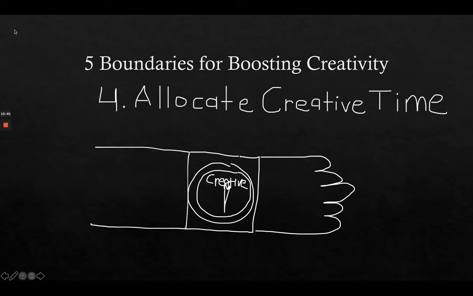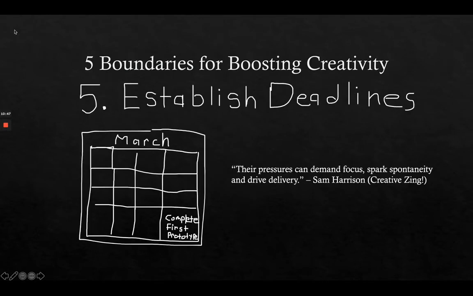Number 4. Allocate creative time. Have specific times or a schedule for creative thinking and doing. Number 5. Establish deadlines. When you aren't given deadlines, set your own. As Sam Harrison says, they're pressures that can demand focus, spark spontaneity, and drive delivery.